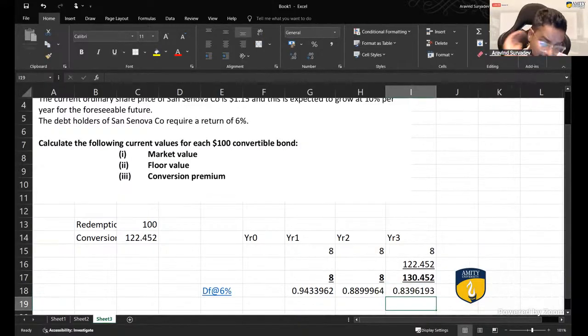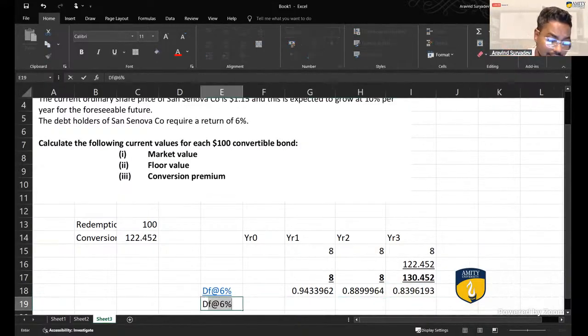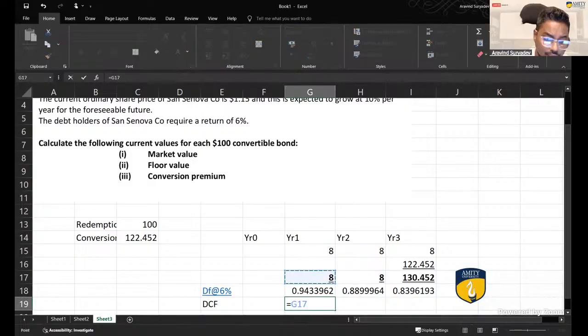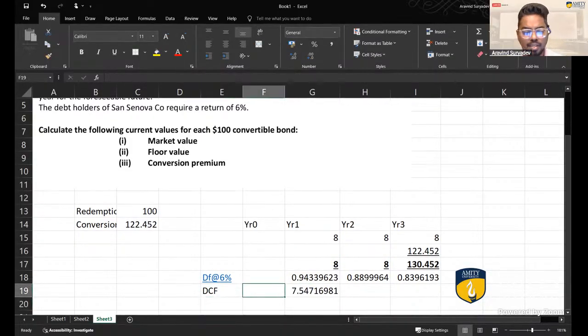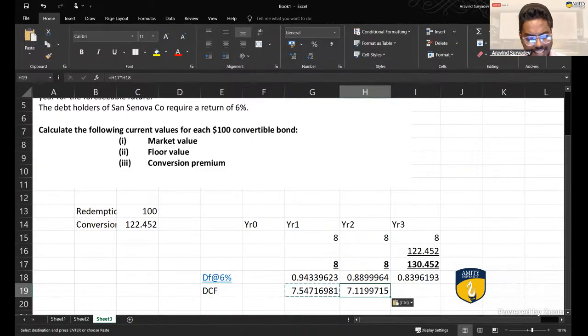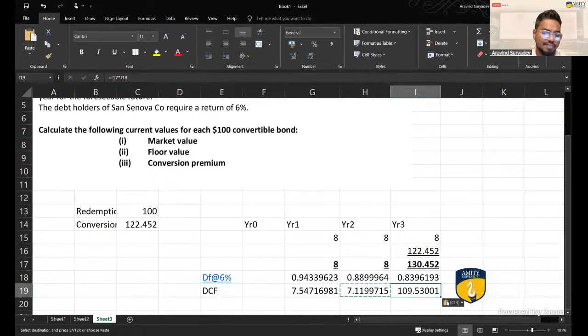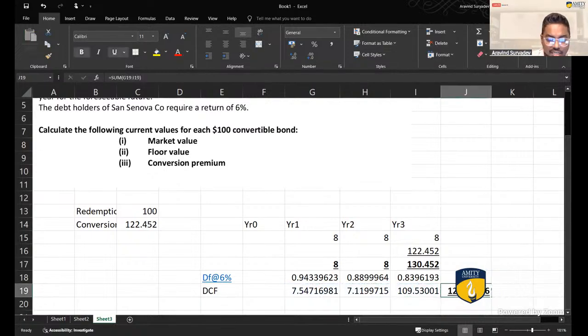All right, wonderful. Now let's calculate the discounted cash flow or the present value. This will be $8 multiplied by 0.94. Then $8 multiplied by 0.89, right? And then $130.452 multiplied by 0.84. These are the values that we get. If I add them up, we have the market value of the share today. So the market value is $124.2.